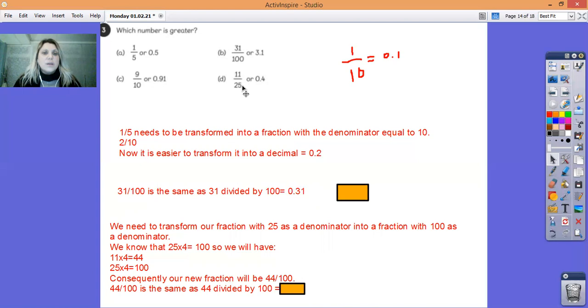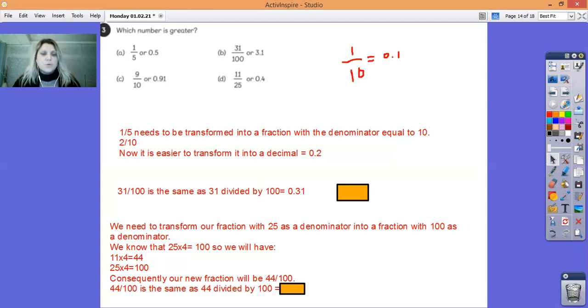And then we have 11 over 25. We need to transform a fraction with 25 as a denominator into a fraction that has 100 as a denominator. We cannot go back to 10, it's impossible. As we said, 25 times 4 equals 100. So 11 times 4 equals 44, and 25 times 4 equals 100. So our equivalent fraction to 11/25 is 44 over 100, so 44 hundredths.